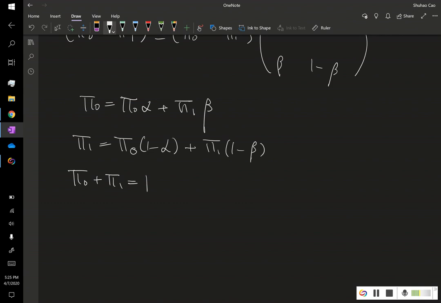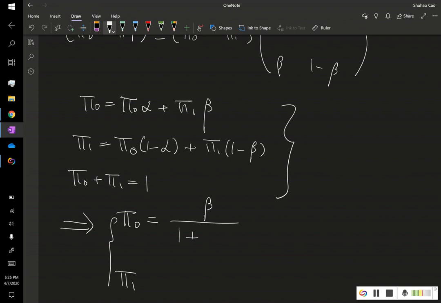And now, from the three equations, we can derive pi 0 and pi 1. So here, I'll just copy down the textbook solution, and you guys can verify it's correct.